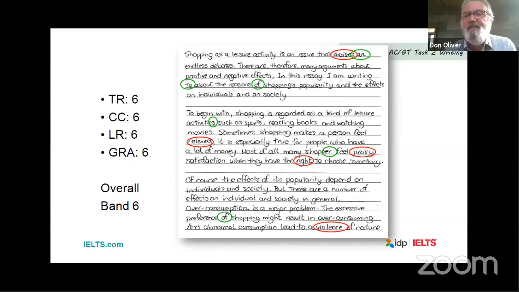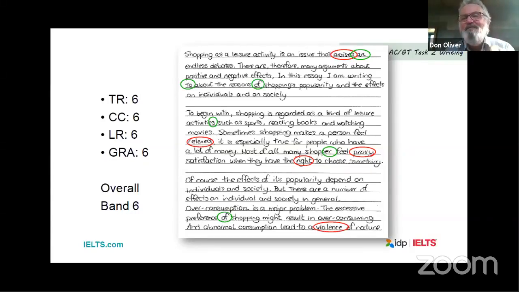Okay, these are some of the grammatical errors that cause the band 6. Remember, a band 6 has a lot of errors, but we still understand what the person is saying. So here there are errors in articles and "endless debates." You can't say that. "Writing to about," that preposition is unnecessary. "The reasons of shopping" should be "the reasons for shopping," the wrong preposition. "Kind of leisure activities," the plural is wrong there.